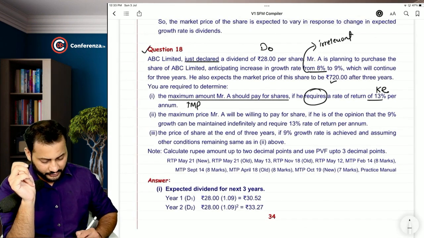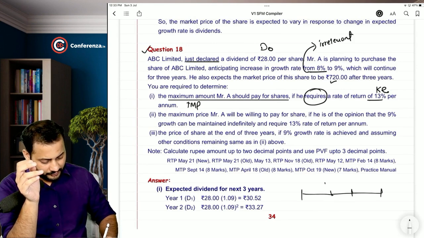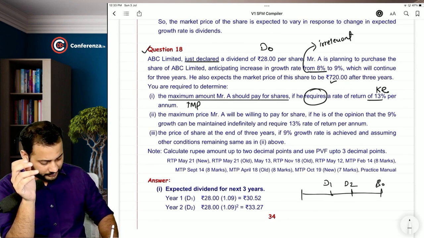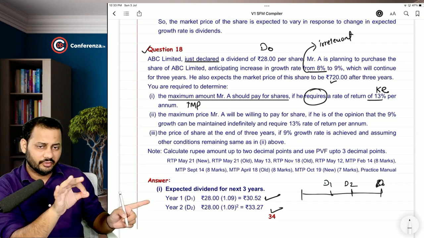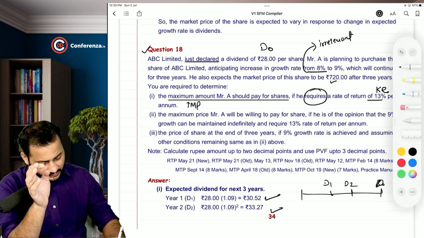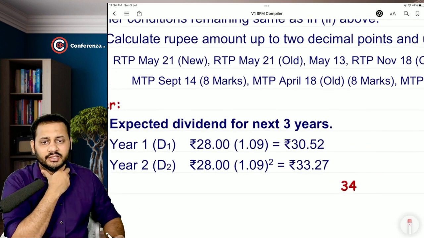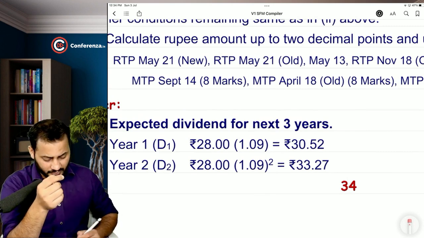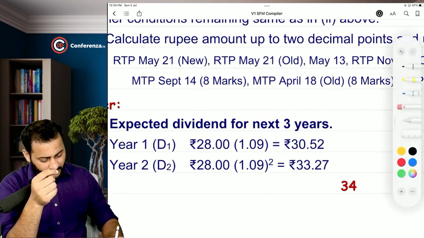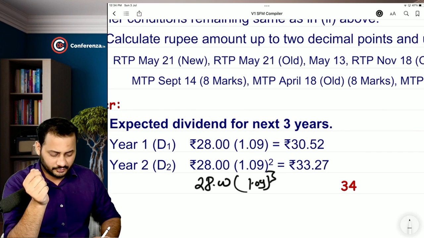What you have to do is just calculate the dividend for 3 years: D1, D2, D3. See, D1 is 28 rupees, to which you have added the growth. Another way to calculate it is like this. First, 28 into 1.09, then 28 into 1.09 to the power 2, and if you turn the page, 28 into 1.09 to the power 3. Okay, there will be some figure.